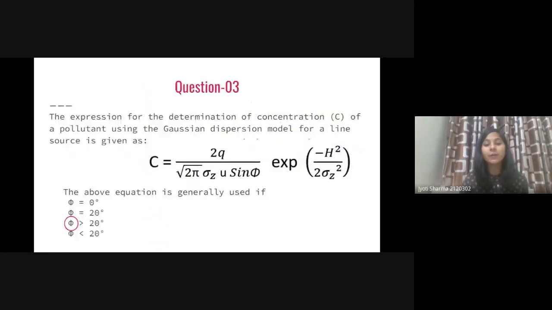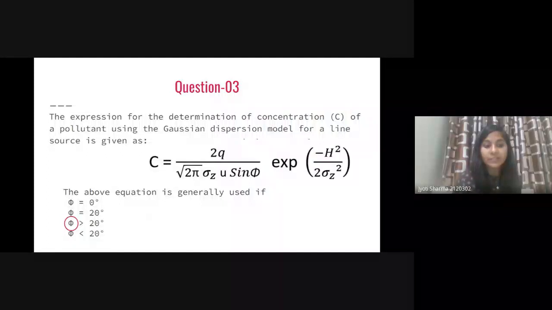Because we talked about the line source, up to now we talked about the point source. So if we are talking about the line source and the associated model, we have to understand what we mean by this line source, what different assumptions we are making for this line source, and how this formula is derived, though we will not go up to that level. And why this is more than 20 degree.